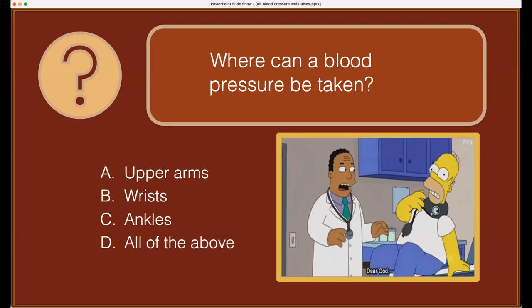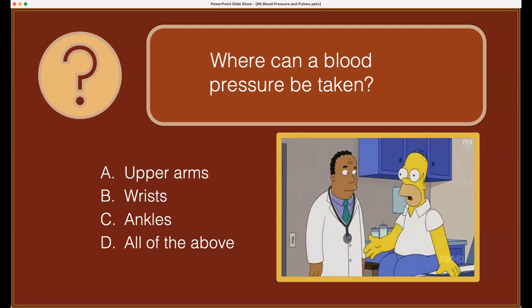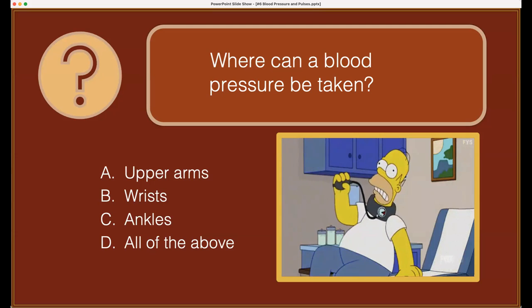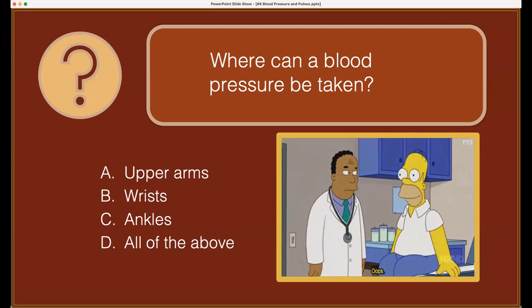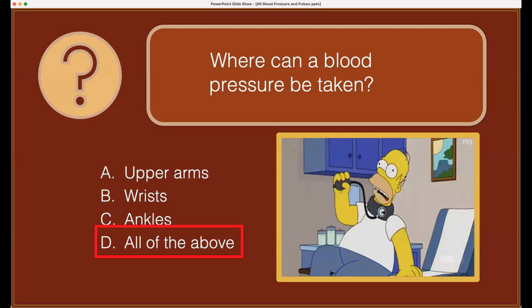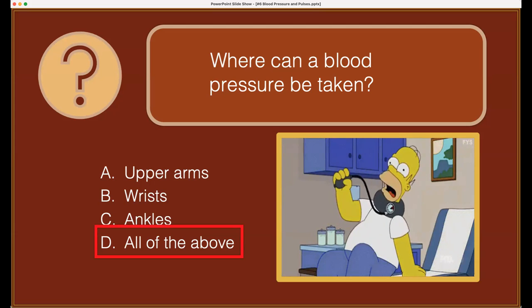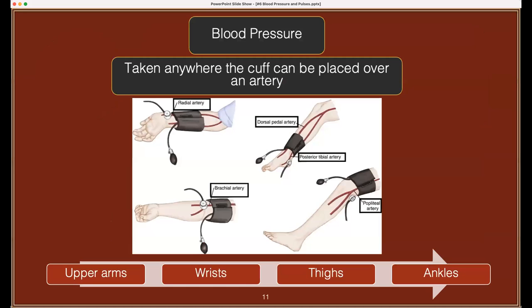All right, so where can a blood pressure be taken? Can it be taken upper arms, wrists, ankles, all of the above? And the answer is all of the above. So really anywhere you can place the bladder of the blood pressure cuff over the artery so that you can occlude the artery and hear the sounds, or the machine can pick up the changes in flow.